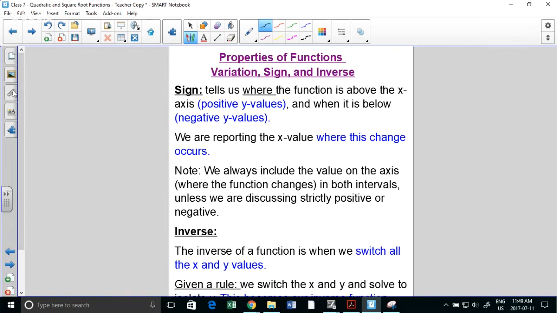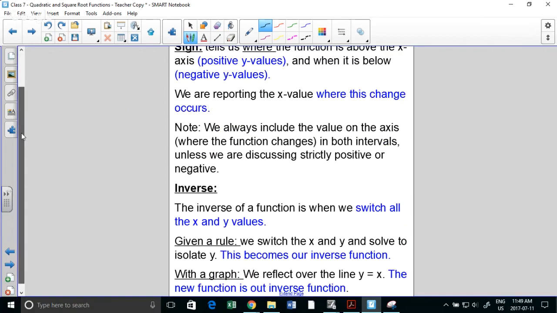Inverse is new for everybody, theoretically. So we're going to take a look at this together today.